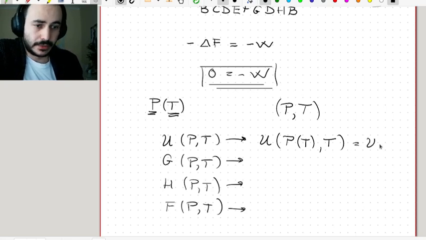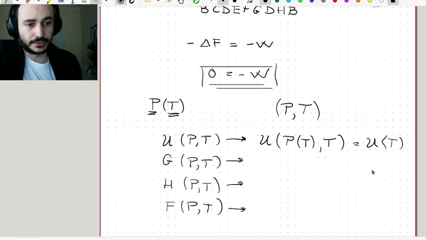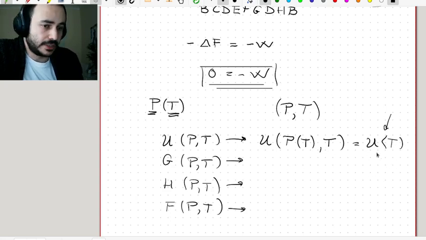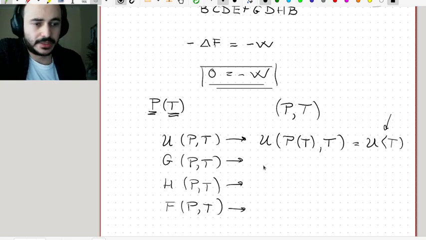And you can say, well, the internal energy is a function of temperature. Okay? And we are not dealing with an ideal gas here. Okay? So that's another situation where the internal energy is truly a function of temperature.